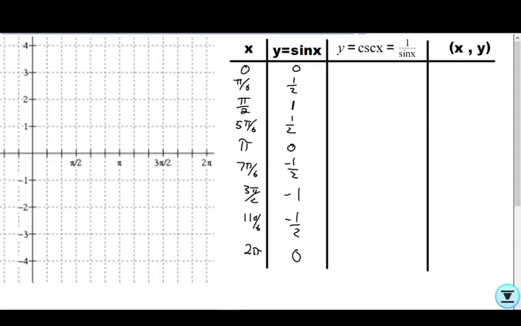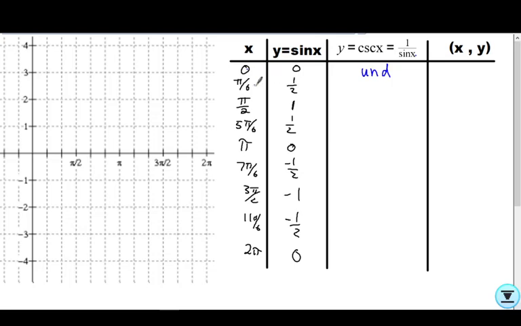So to find cosecant values, you have to start with sine. Just like when we did cotangent and tangent, when we plug in 0 for x into sine, we get 0. When we take the reciprocal, that's 1 over sine x. So if sine x is 0, this is 1 over 0, which means here cosecant is undefined.